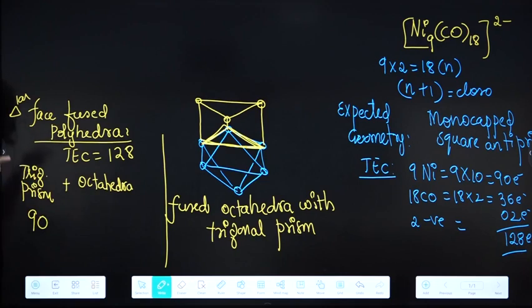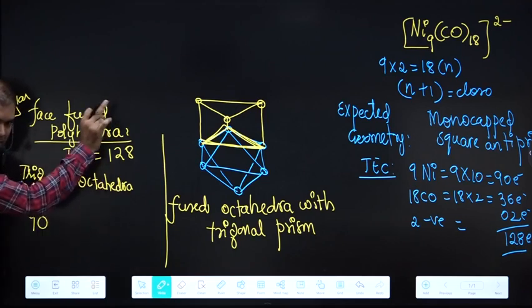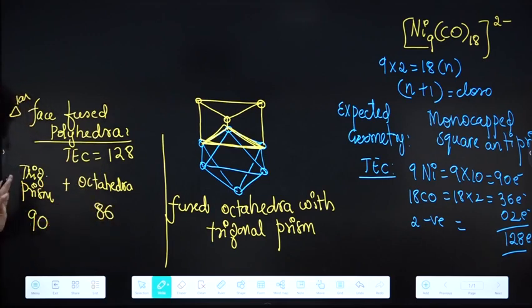Octahedra will give you an 84 electron count. You can go through the previous pages. In the table of magic numbers I've given you, octahedra will give you 84. But there are two negative charges, so I'm taking it as 86.